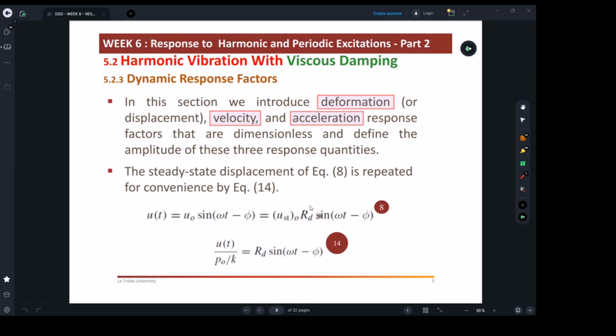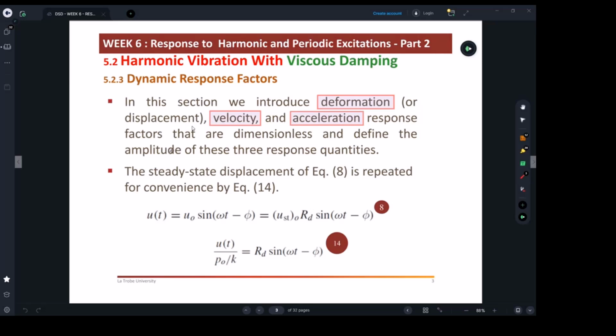What was the RD ratio between what and what, if you remember? Anyone? The RD was the ratio between, or the displacement response factor. Yes, so that was the ratio between the dynamic displacement and the static displacement, basically.